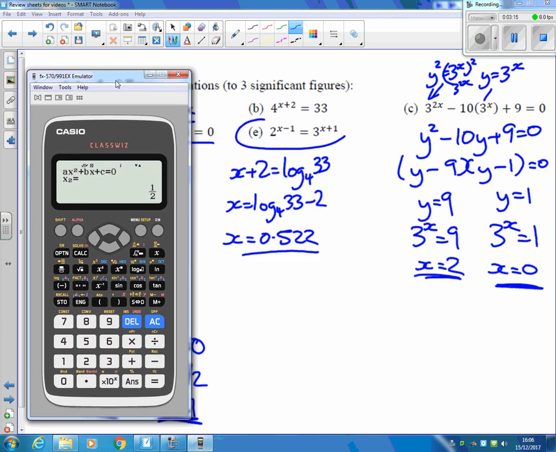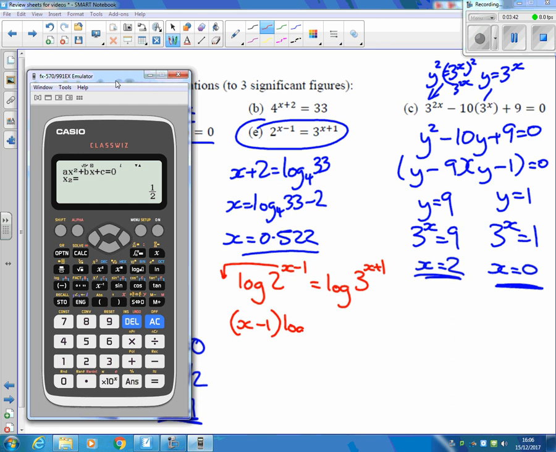Last one here then. Well, this time we've got different bases on either side, so we're going to have to choose which side we want. I'm going to write log in front of both sides. Log of this equals log of that. When you're doing logs, of course, the power comes down to the front. So I've got x minus 1 times by log 2 equals x plus 1 times by log 3.